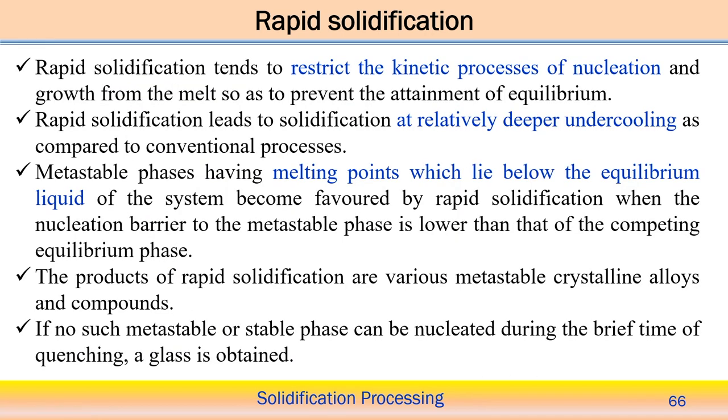So overall we can say that rapid solidification tends to resist the kinetic process of nucleation. It tries to resist the kinetic behavior of nucleation formation, and of course it also influences growth from the melt, such that growth occurs in a way that prevents reaching equilibrium conditions. That is the basic feature of rapid solidification. And of course rapid solidification usually occurs at relatively deeper undercooling as compared to the conventional or equilibrium solidification process.